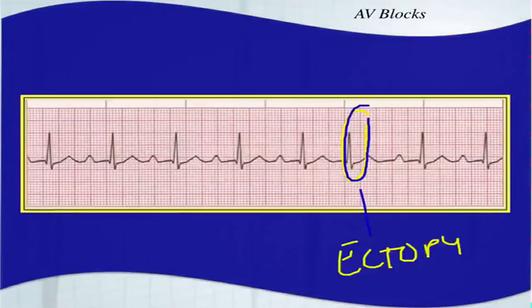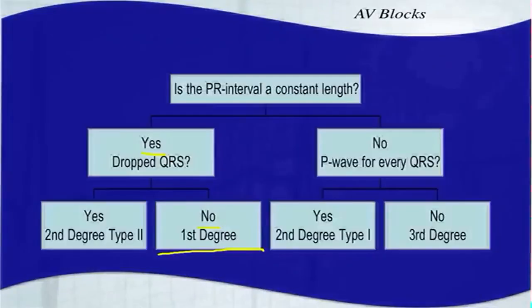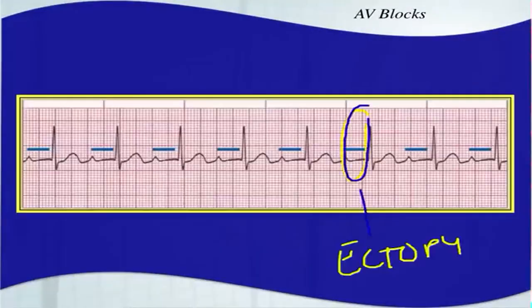And then if we go back to that chart again, if our PR interval isn't a constant length, well, we have to ask, do I have a P wave for every QRS complex? If I do, it will be a Mobitz 1. If I don't, it'll be a third degree. So let's go back and take a look.